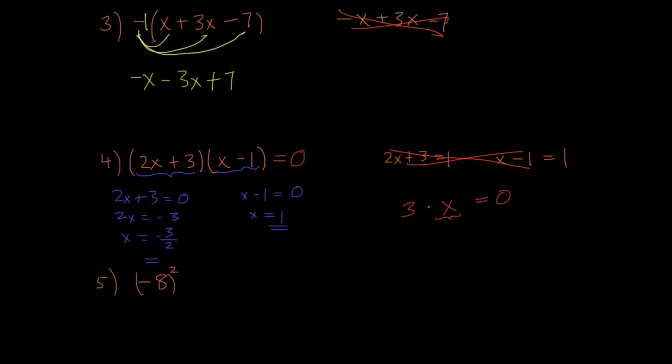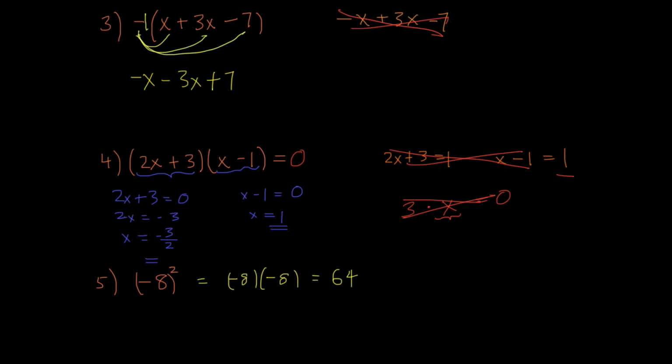But when you have something multiplied to equal another number other than 0, like 1 maybe, then you can't set them equal separately to 1. That would be wrong. Okay, so you can only do this if it's equal to 0. Now the final thing here is negative 8, the whole squared. Now this equals negative 8 times negative 8, which is positive 64. Sorry, 64.